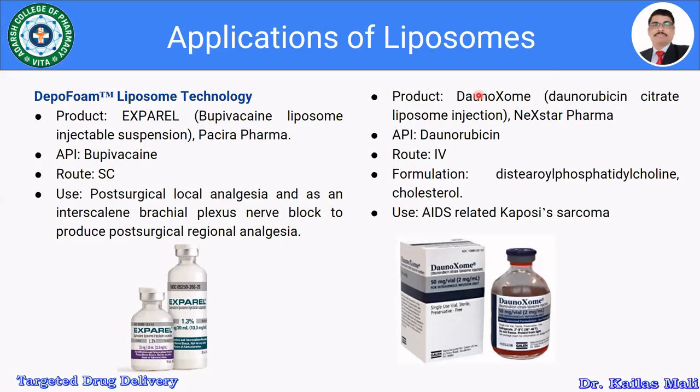Yet another product is DaunoXome, which contains daunorubicin. It is a daunorubicin citrate liposome injection developed by Nexstar Pharma. It is given by the intravenous route, and it is formulated using cholesterol and distearoyl phosphatidylcholine, and it is used for AIDS related Kaposi sarcoma.